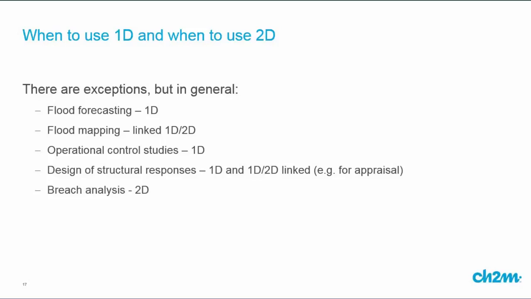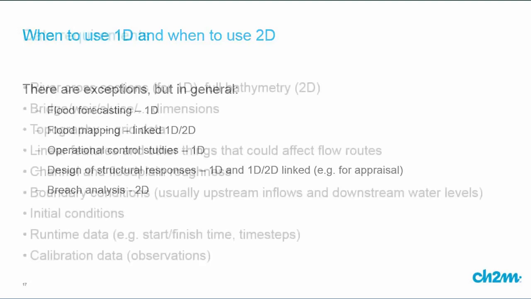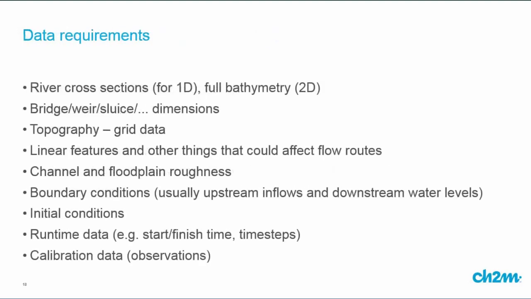Then if we're looking at breach analysis, where we've got holes in defences and things and water flowing out into the floodplain, usually 2D modelling of that breach flow is what's going to be most appropriate for the inundation from that breach. So what are the data requirements? It does vary a bit between whether you're doing 1D and 2D, but here are some general statements.